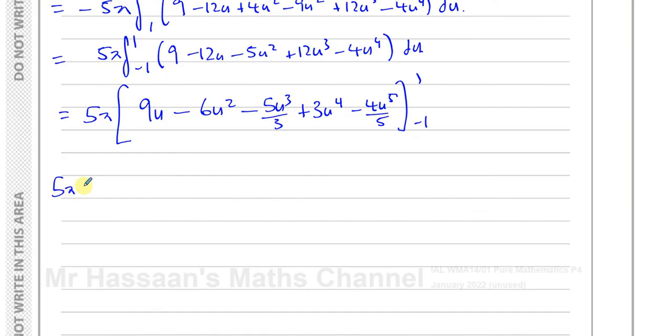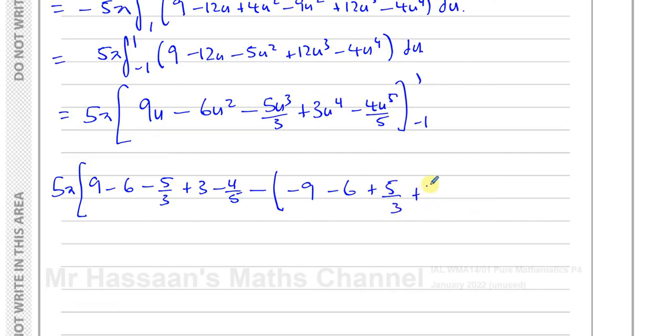So you have 5 pi times, if you put 1 in here, you'll have 9 minus 6 minus 5 over 3 plus 3 minus 4/5. That won't make any difference. The u's will all become 1s. And if you put minus 1, for the odd powers, that will change their signs. That'll be minus 9. And this even power will stay, so it will still be minus 6, because minus 1 squared is plus 1. Here you have an odd power, so minus 1 in there will make this negative, so it will become plus. The sign will change. 5 over 3. This will stay as positive, so that's plus 3. And this will become negative because it's an odd power, so that becomes plus 4/5.